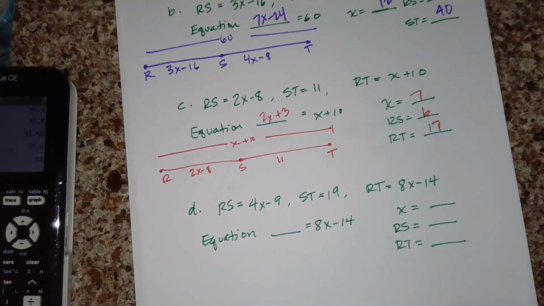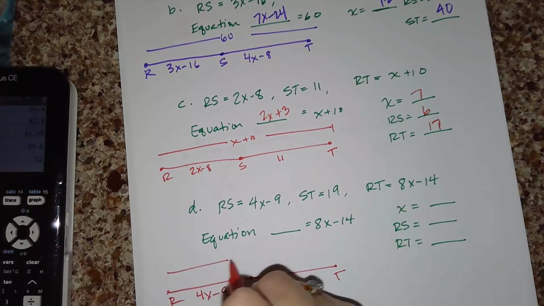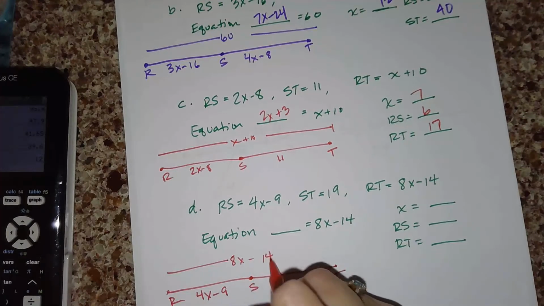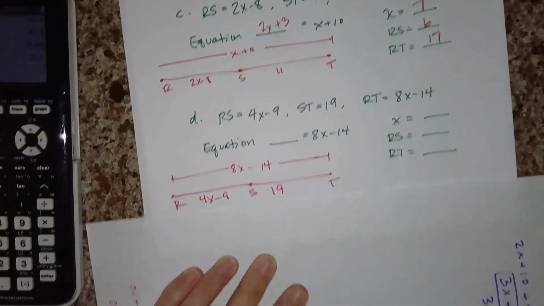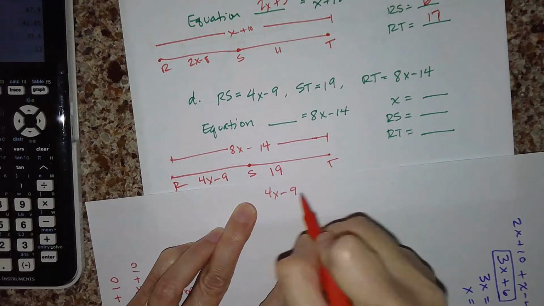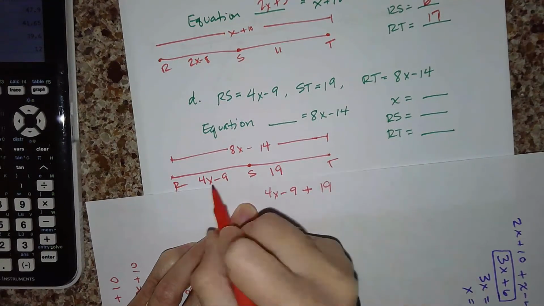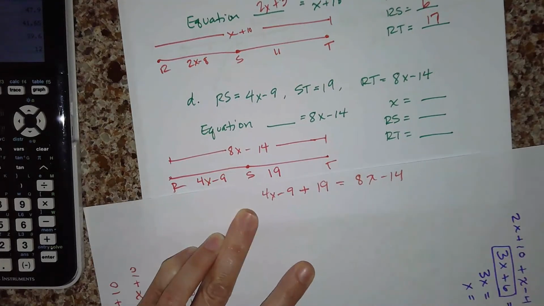And the last one on this, so r, s, and t. This is 4x minus 9, this is 19, and this is 8x minus 14. So again, same deal. We are going to set up our equation. So 4x minus 9 plus 19, so these two pieces have to add together to equal 8x minus 14.